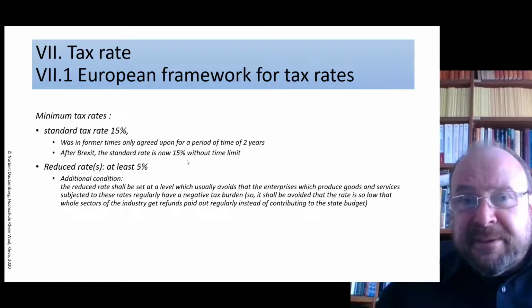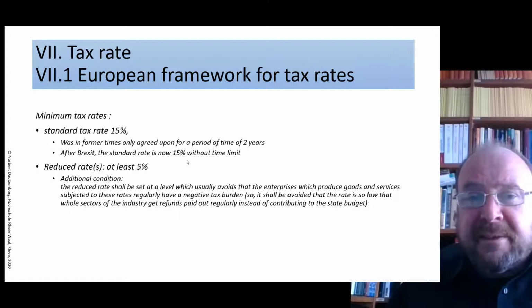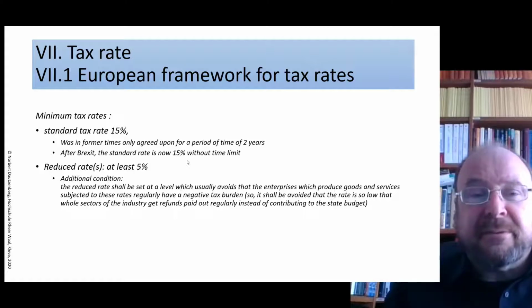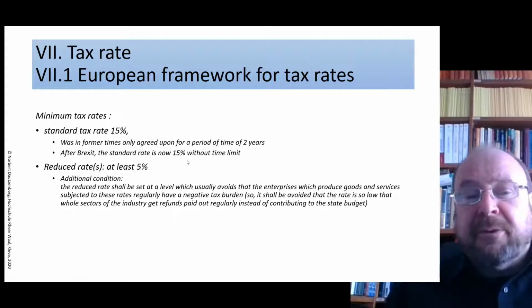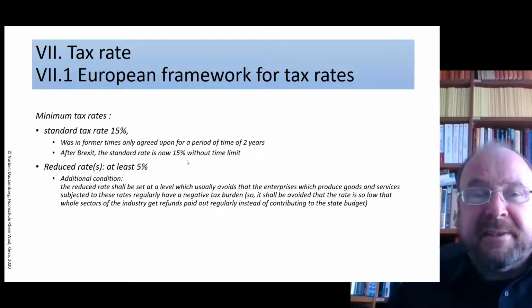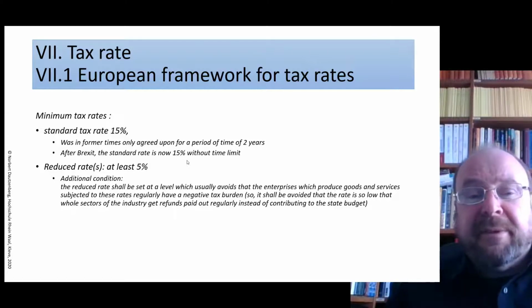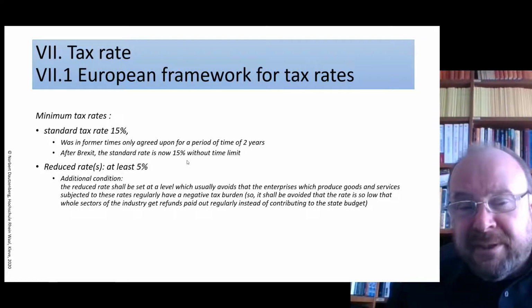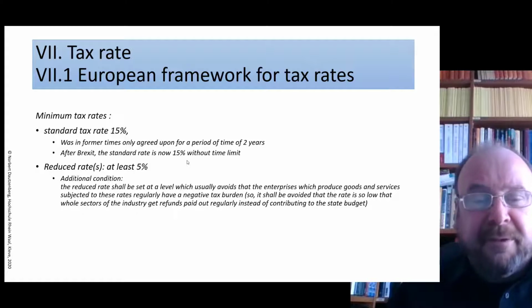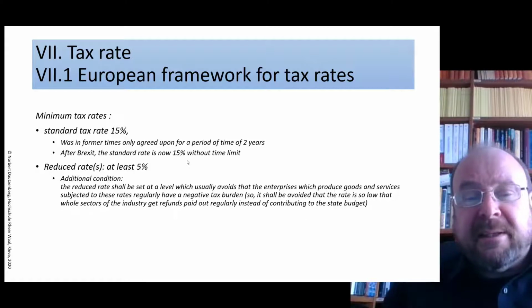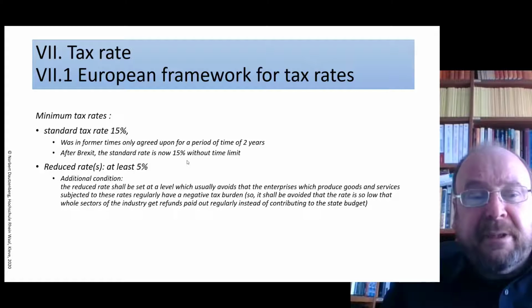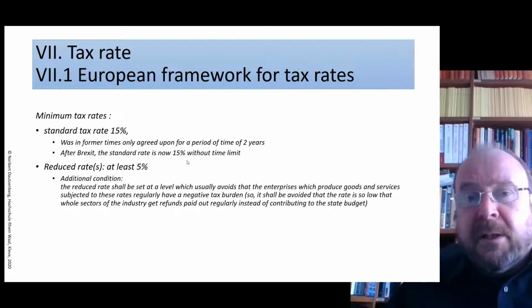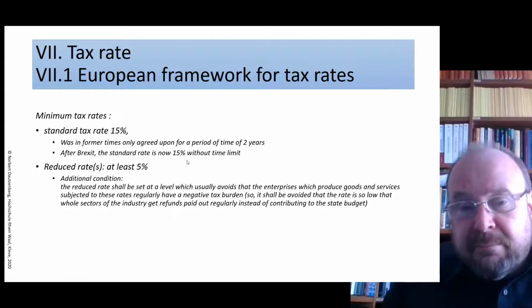In former times, the Council of Ministers could only reach an agreement to extend that for 2 years. That was really laughable because if the minimum tax rate expires after 2 years, then it would have been prolonged for another 2 years by a unanimous vote of all the fiscal ministers. And that effectively meant that the minimum tax rate had no binding effect.